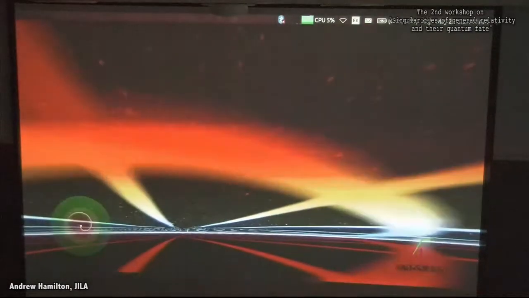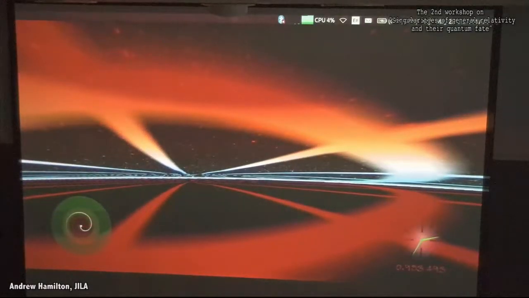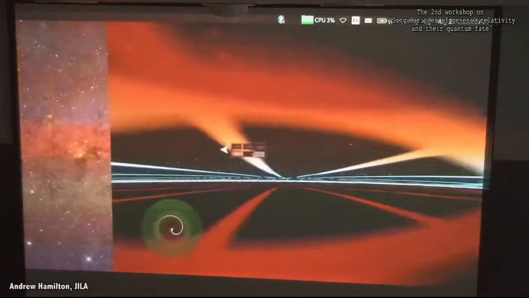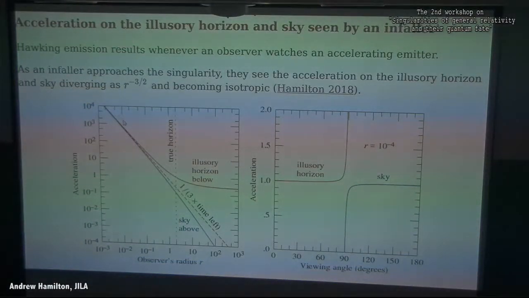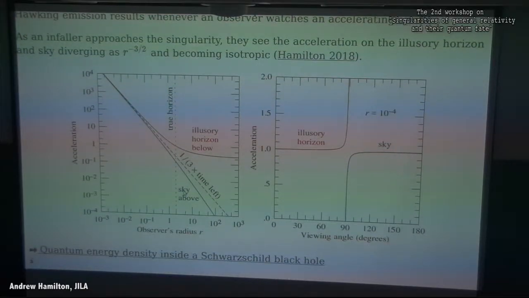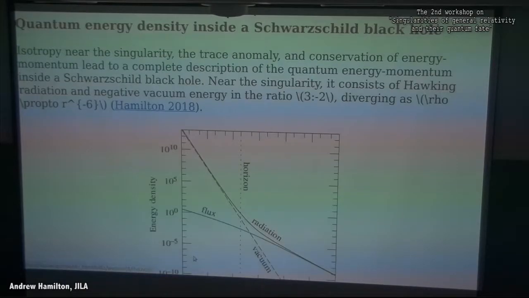For example, if I look up at the sky above, I see that the sky above is also redshifted. The reason it's redshifted is I'm falling into the black hole, so I'm accelerating away from the sky above. So instead of at the illusory horizon where stuff is accelerating away from it, we're accelerating away from the sky above, and there's Hawking radiation associated with that. If you like, you can call it Unruh radiation. It's all the same thing. And as you approach the singularity, those two become the same. And more generally, this is looking directly up and directly down. This is looking at various viewing angles, and it looks like the radiation is becoming isotropic as you approach the singularity.